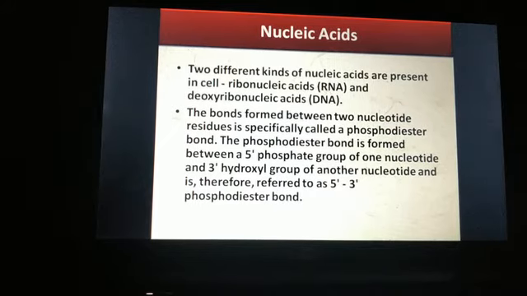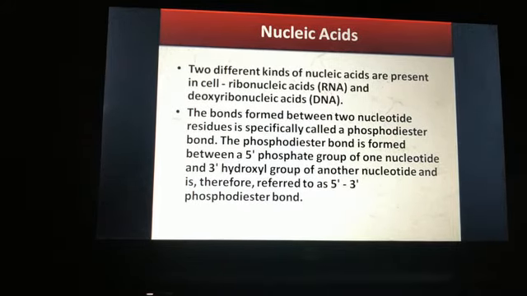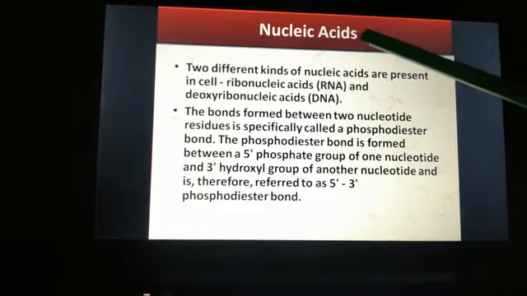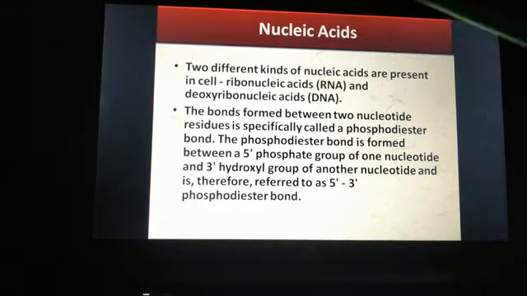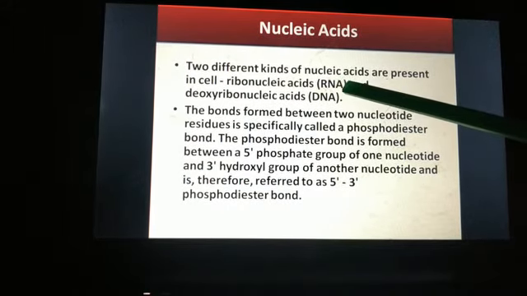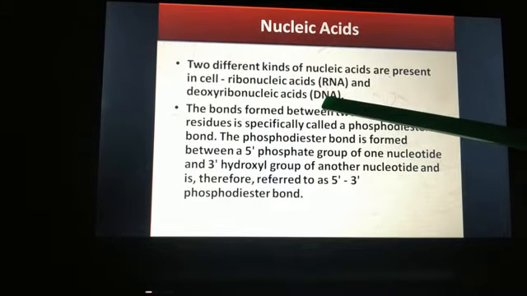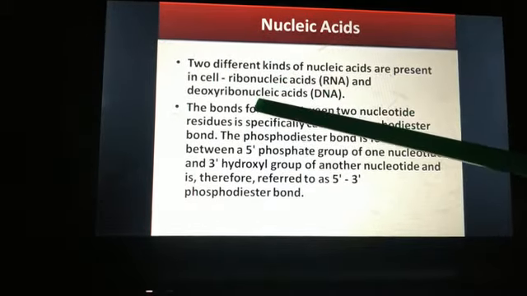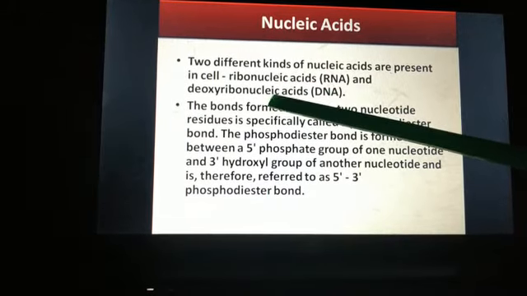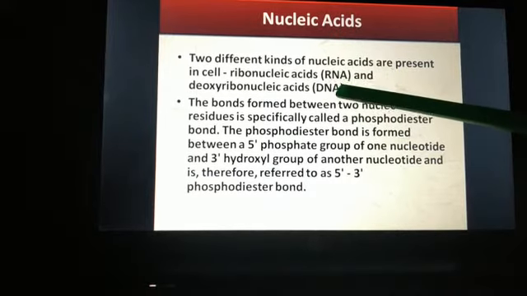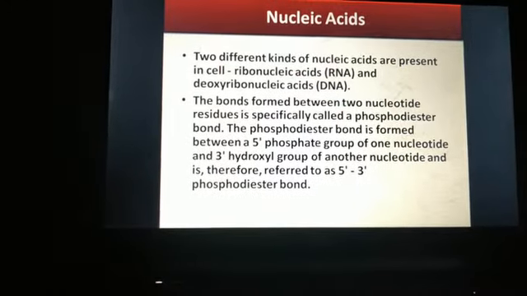Hello students. So we are left with one last topic, that is nucleic acid. Today I will discuss nucleic acid. Nucleic acid can be of two different types, that is RNA, ribonucleic acid, or DNA, that is deoxyribonucleic acid. So the nucleic acid present in a cell can be RNA or DNA.